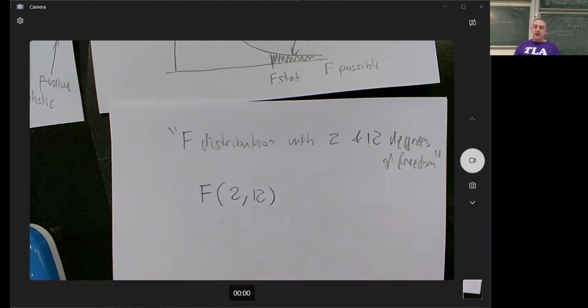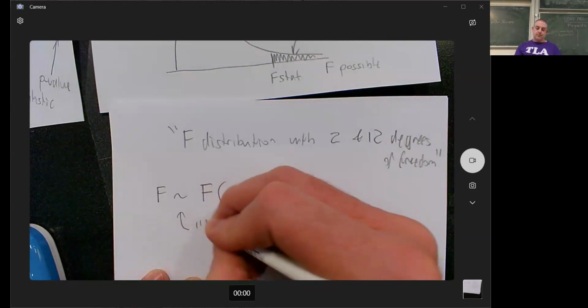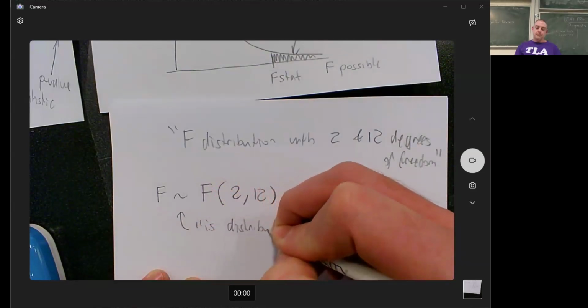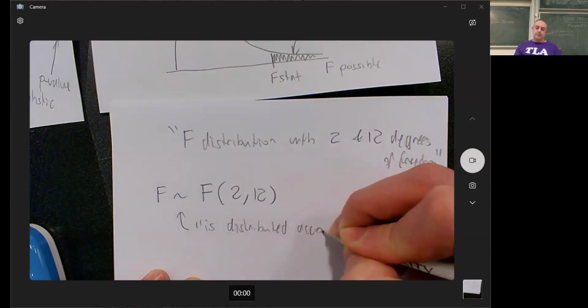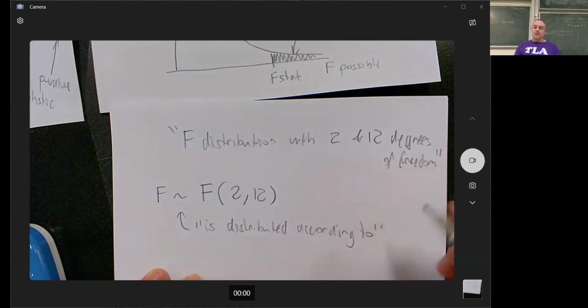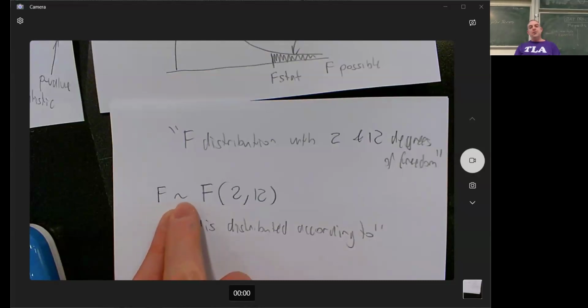Yeah, and you would normally say, does your lecturer write statements like this with a twiddle? No? No, that's sad. If they do, this symbol means is distributed according to. So this statement means F is distributed according to the F distribution with 2 and 12 degrees of freedom. And that's how it's done. I mean, yeah, and then you make a decision based on what the p-value gives you.